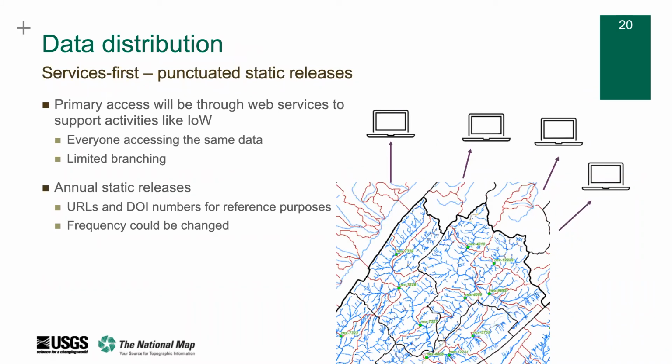Now, with that said, we are going to provide annual static releases, particularly for the research community, people that need to be able to say, I used this version of the data, downloaded on this date, and these were the results I got. If you want to run it yourself, you can go get that same data set and run it yourself. Right now, we don't really have the ability to go back and get the NHD that somebody used for analysis 5 years ago.